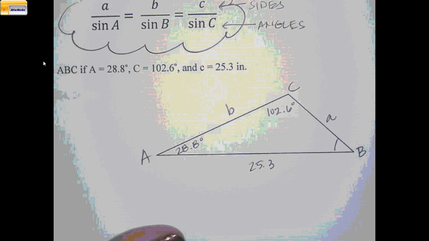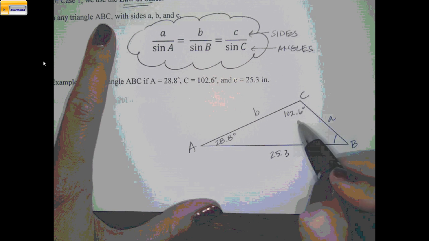And we're just going to use the law of sines to get us there. Now, to find angle B, do I have to use the law of sines? What could you also do? Right, 180 degrees minus 28.8 minus 102.6. And somebody borrowed my calculator, so somebody type that in and tell me what you get.